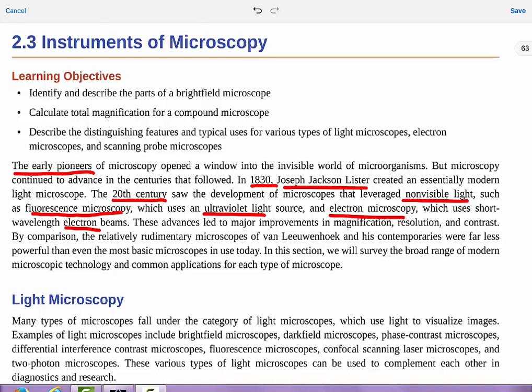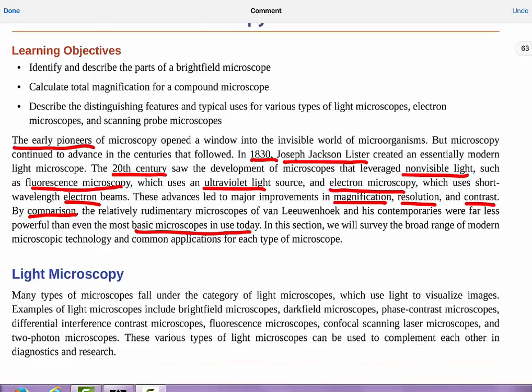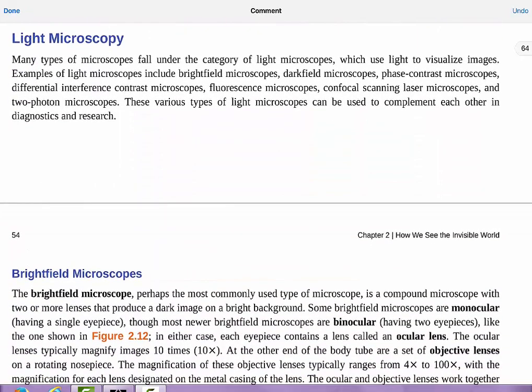These advances led to major improvements in magnification, resolution, and contrast. Remember, those are things we need to manipulate in order to see an object very clearly. By comparison, the relatively rudimentary microscopes of Van Leeuwenhoek and his contemporaries were far less powerful than even the most basic microscopes we use today. So here we are, we're going to take a look at these different types of microscopes.